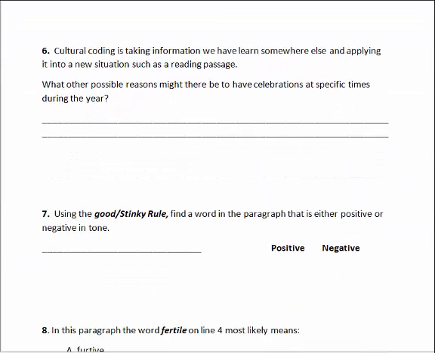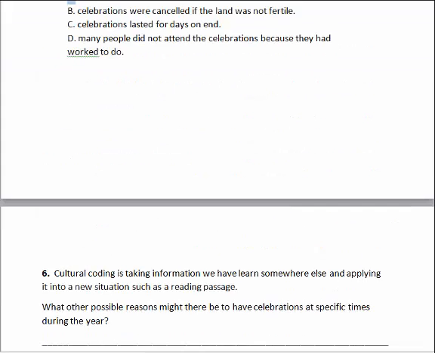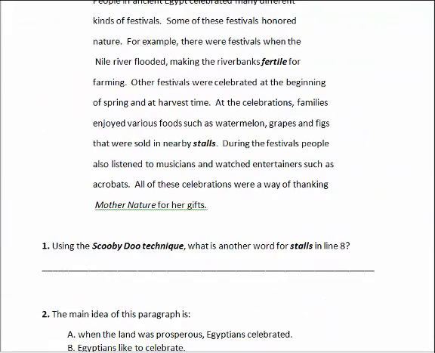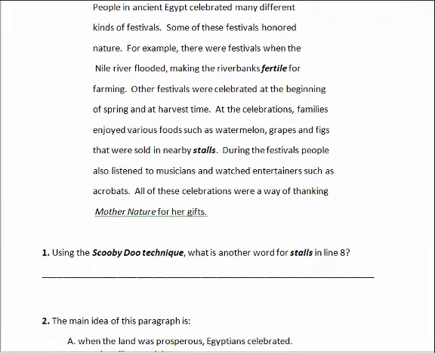Scroll on down. We'll take a look at the next one. It's problem number 6. Cultural coding again, kids. Cultural coding is taking information that we have learned somewhere else in our lives and applying it into a new situation, such as a reading passage. What other possible reasons might there be to have a celebration at the specific times of year? Remember, the celebrations that we saw here were at the beginning of spring, and at harvest time. Some other times that we might see, a full moon.